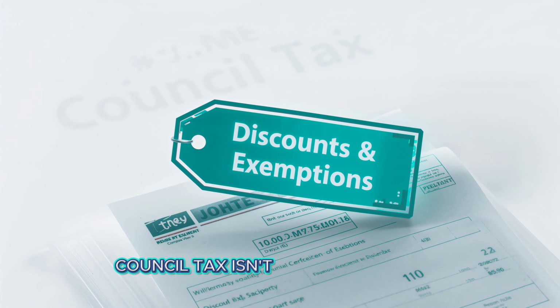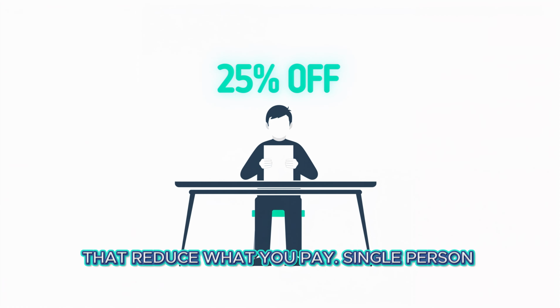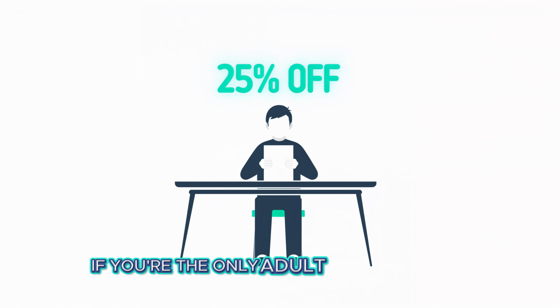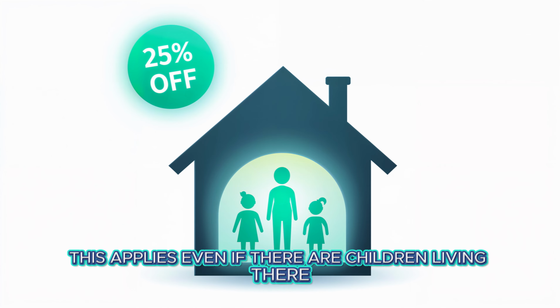Council tax isn't just about bands. There are also discounts and exemptions that reduce what you pay. Single person discount: if you're the only adult in the property, you get 25% off automatically. This applies even if there are children living there.